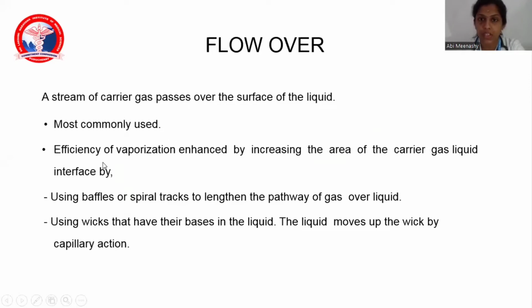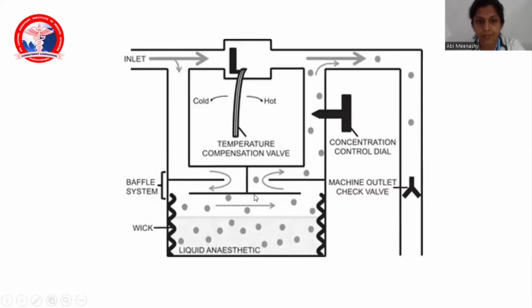Efficiency of vaporization is enhanced by increasing the area of the carrier gas liquid interface. Like I told you, we have to create more space for the carrier gas to get in contact with the liquid agent, by using baffles or spiral tracks to lengthen the pathway of gas over the liquid, or using wicks that have their bases in the liquid. The agent moves up in the wick by capillary action, and the gas gets saturated with the agent.